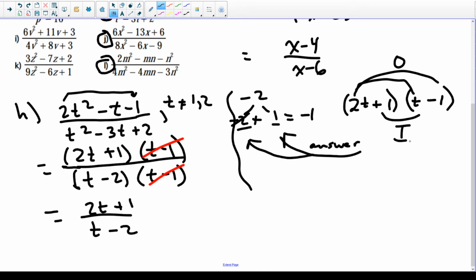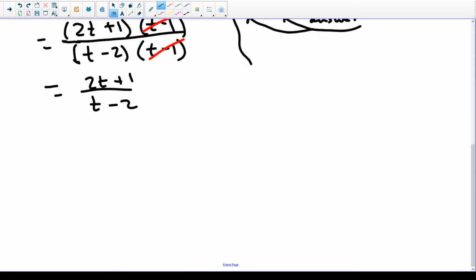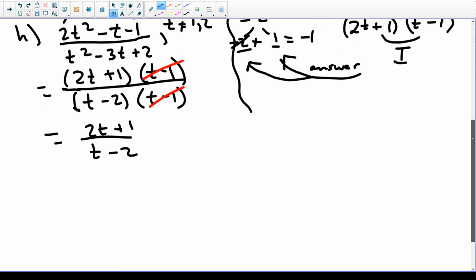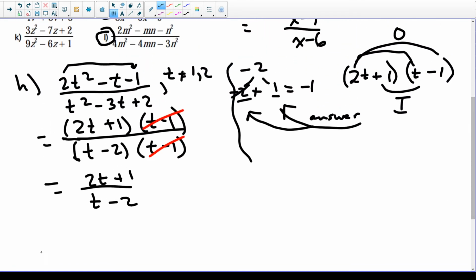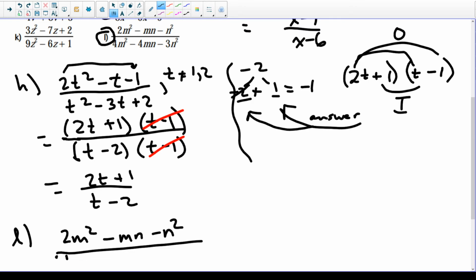Okay, so let's do one more, and I'm going to do L. I'm going to skip J. I'm going to do L because it's one of those cases where we have two variables. So we have 2m squared minus mn minus n squared, all divided by 4m squared minus 4mn minus 3n squared.